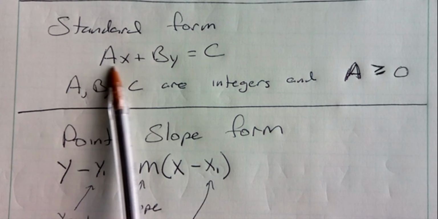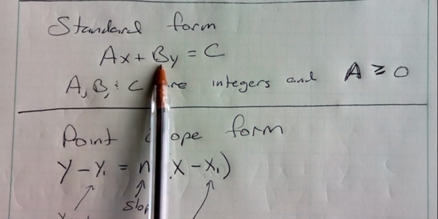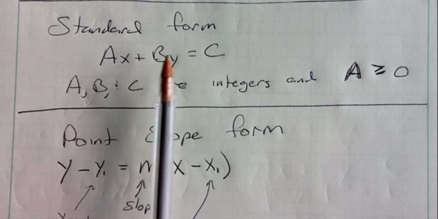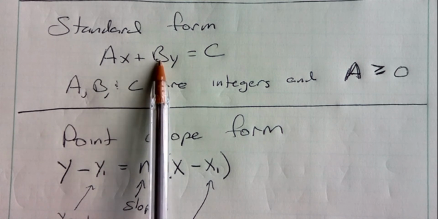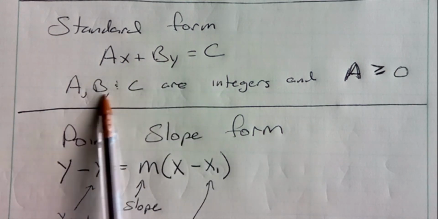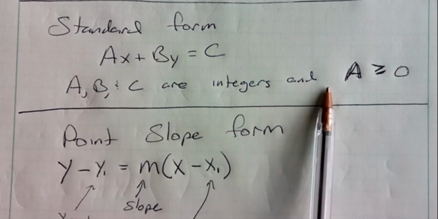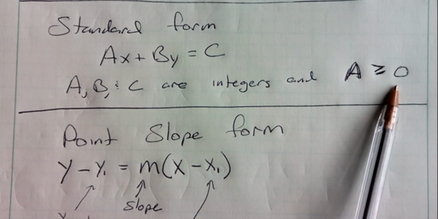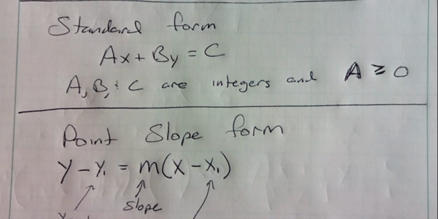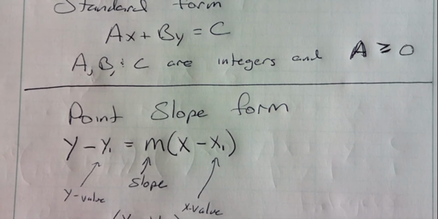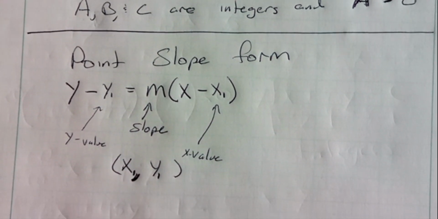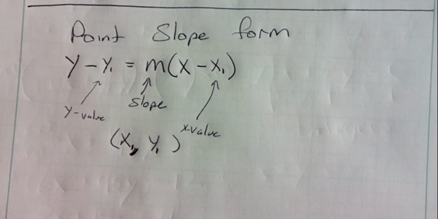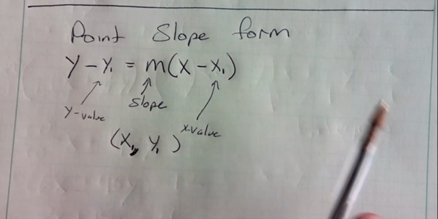We've also just recently learned standard form. Standard form is written as ax plus by equals c, where a, b, and c are all integers, and a must be positive or greater than or equal to 0. Again, refer to our last lessons if you want more review on those. But today we're going to talk about what's called point-slope form.